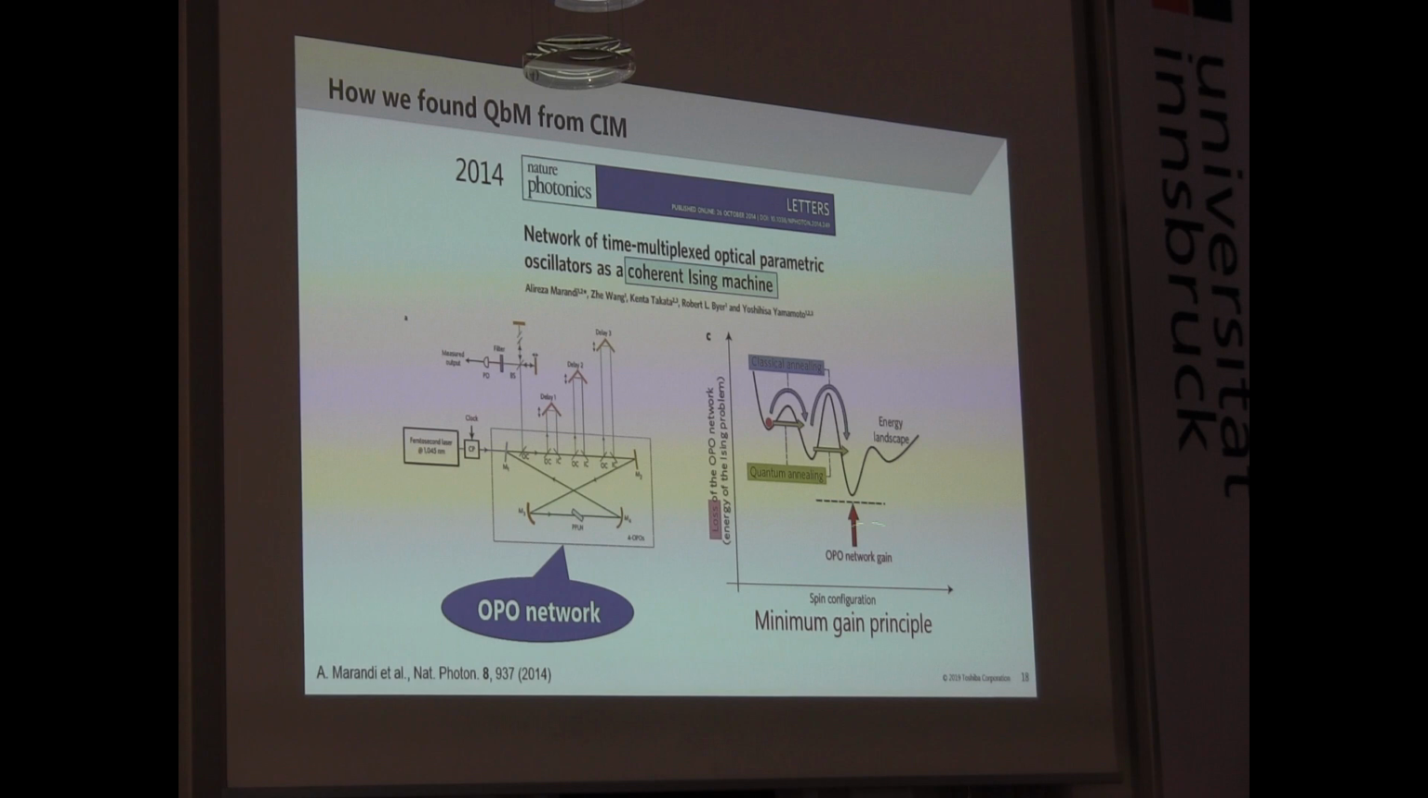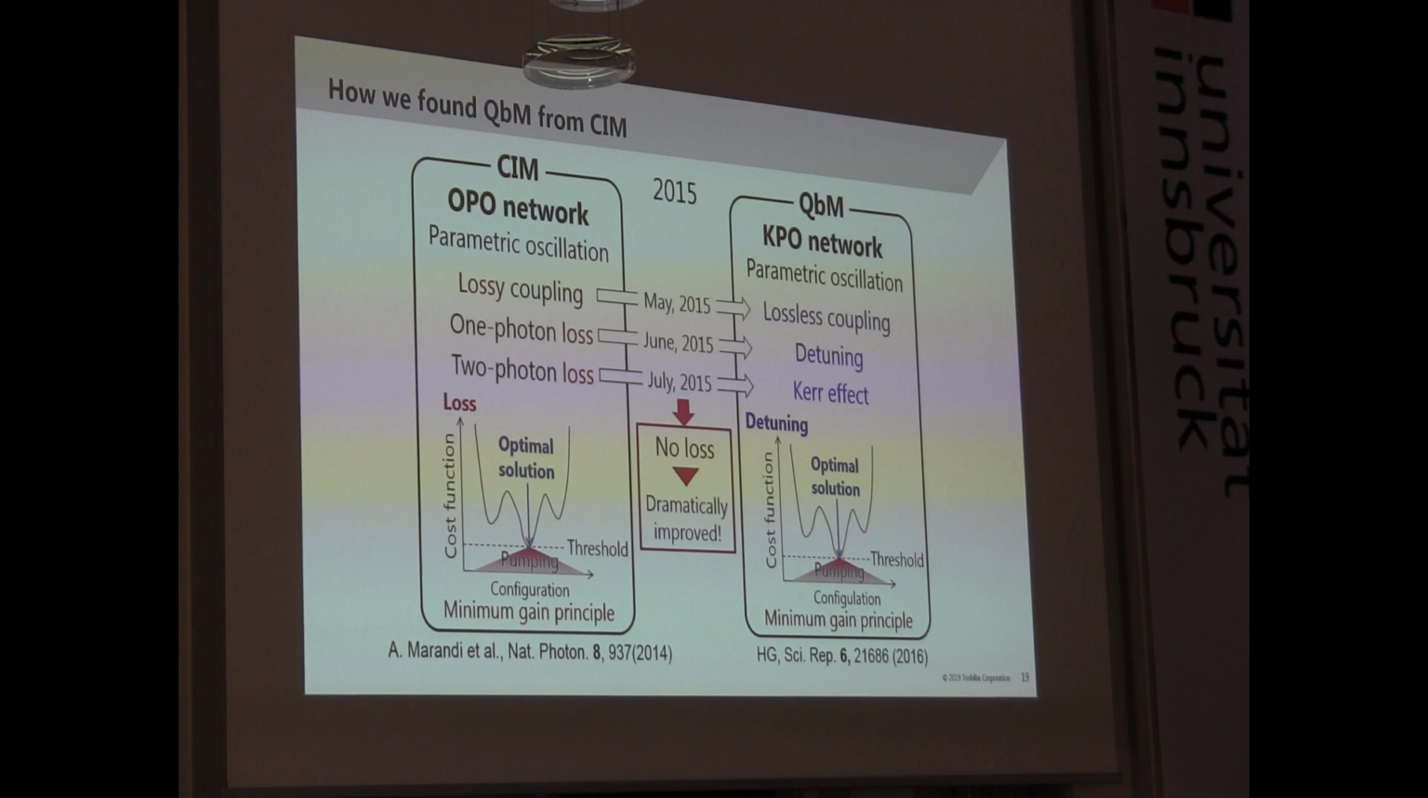In this principle, we map the cost function to the loss of the network. But at that time, I thought the loss may not be good for quantum computation because the loss usually leads to decoherence. So the next year, I replaced all the lossy effects by some lossless effects. So in May, I replaced lossy coupling by lossless coupling, namely the linear coupling.